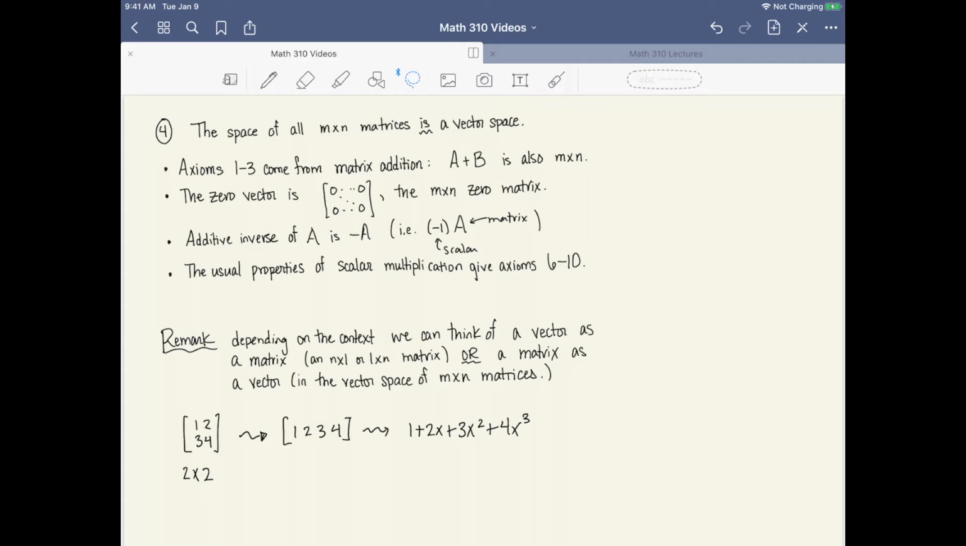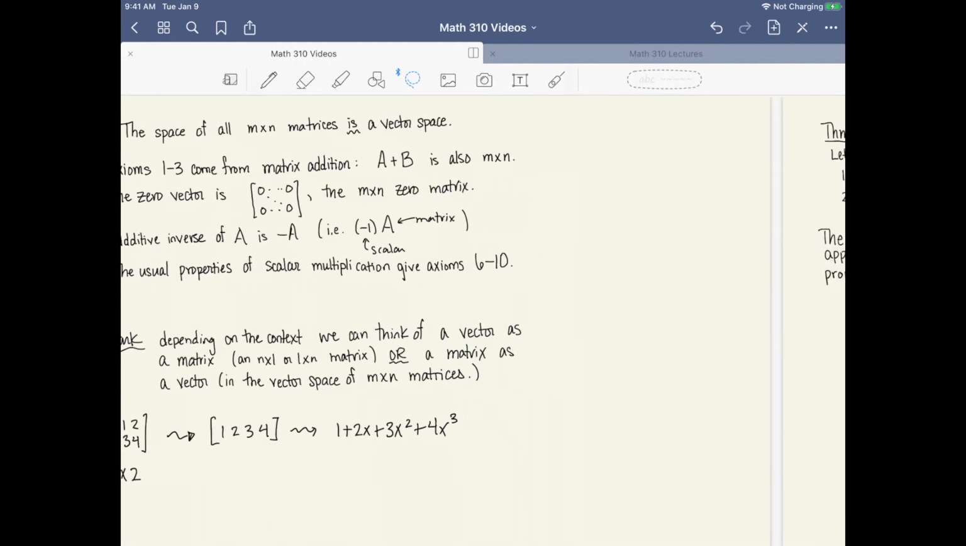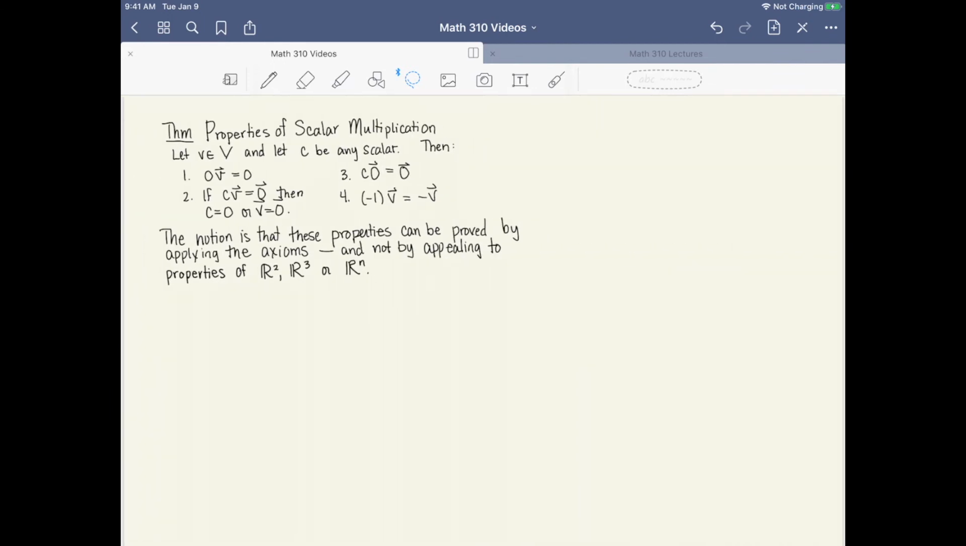So let's pivot our discussion a bit now and think about constructs that get us away from these standard examples that are essentially all equivalent to each other. One good exercise in doing this is to try and prove some properties of scalar multiplication without relying on their properties as vectors in R2, R3, or Rn, just using the axioms that define a vector space.